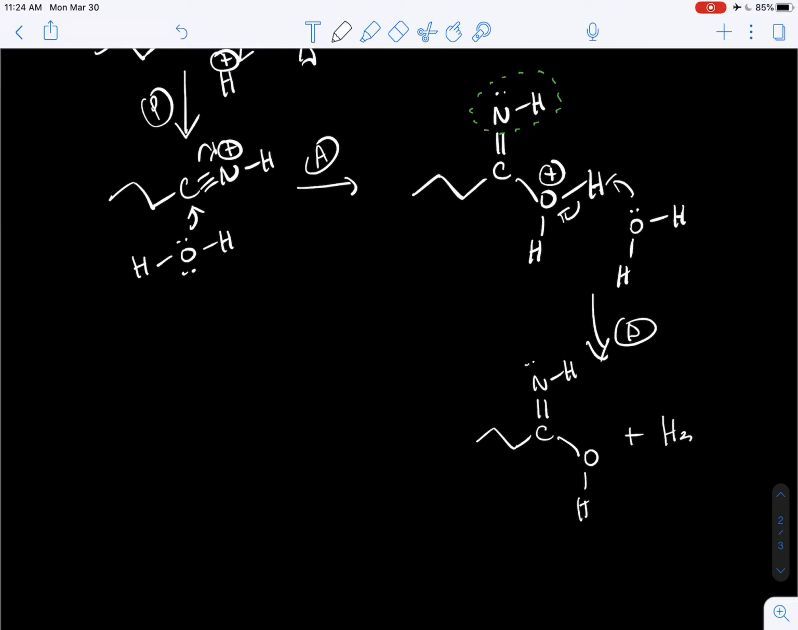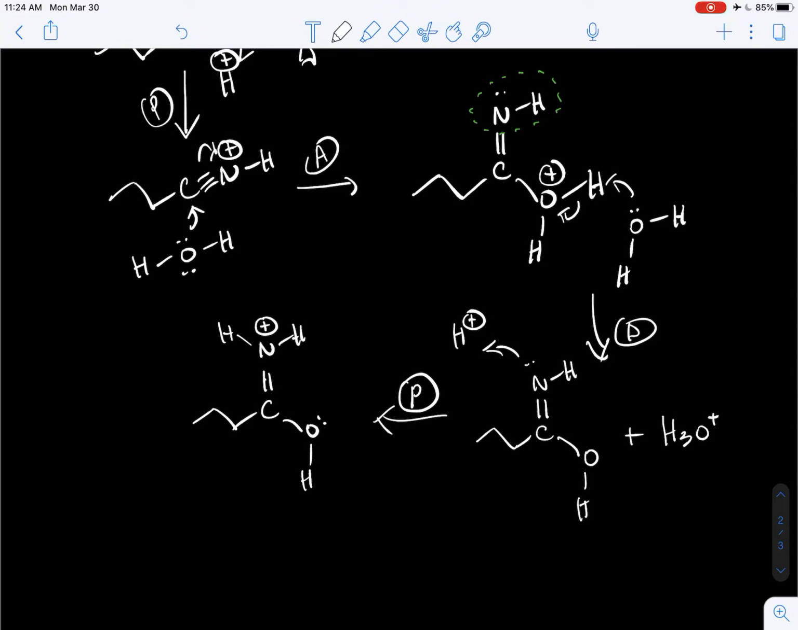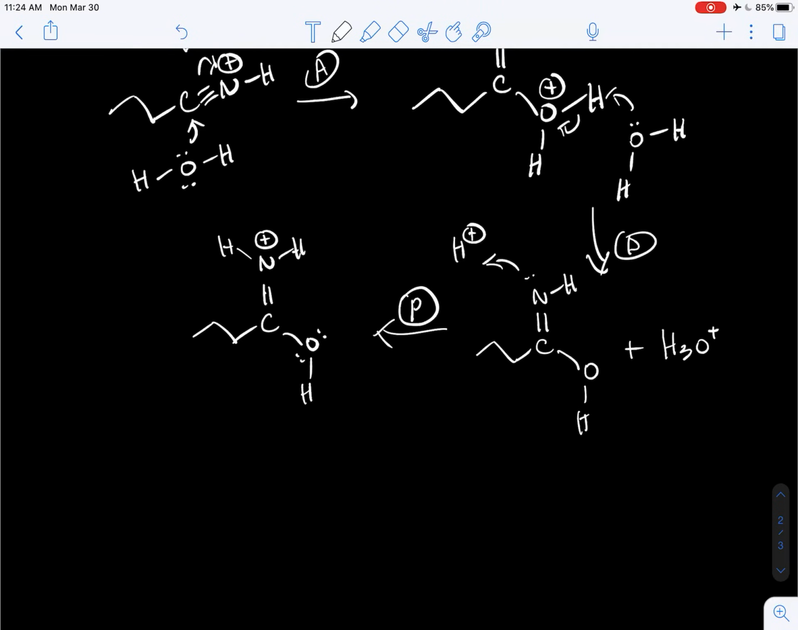And we form H3O plus. And then the nitrogen becomes protonated. So the usual proton transfer is a couple of steps. So that's going to be P for protonation. And then we're going to have a thing that looks a lot like an aminium ion. Now, this guy here, I normally like to show it as a separate step here, so we'll do that.